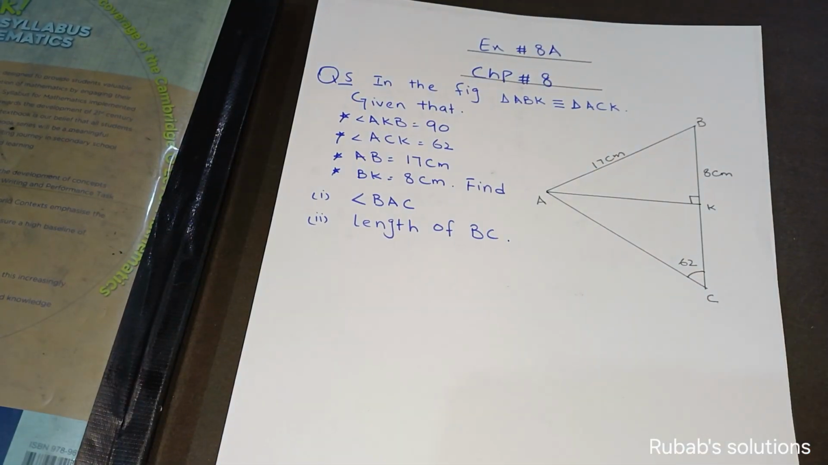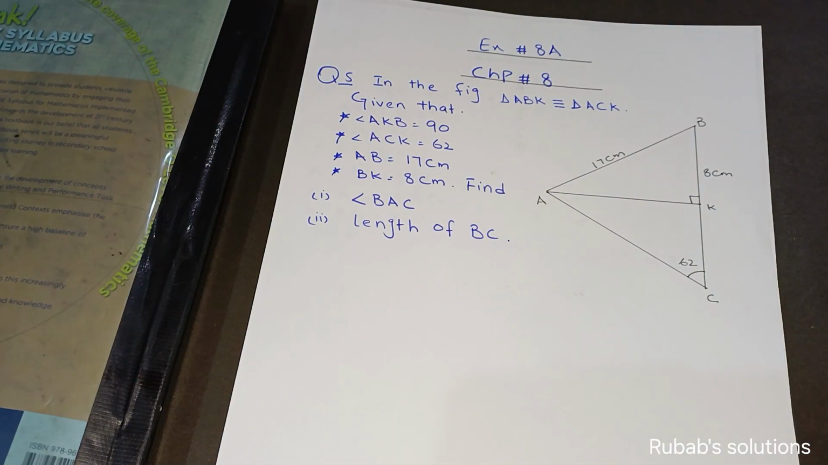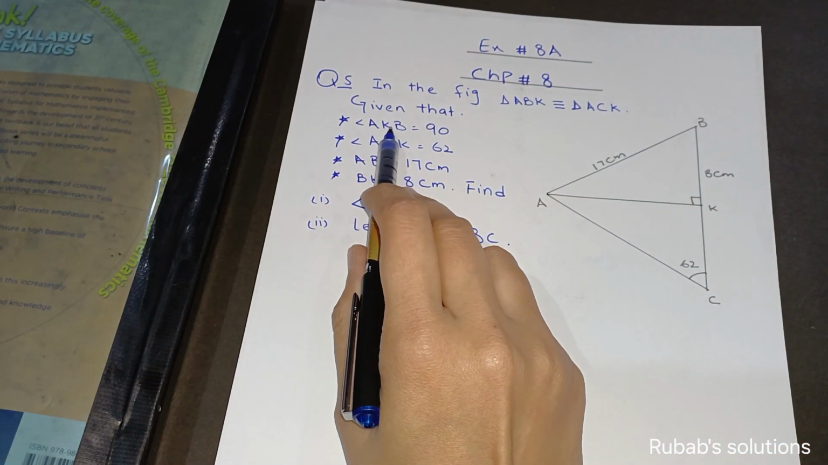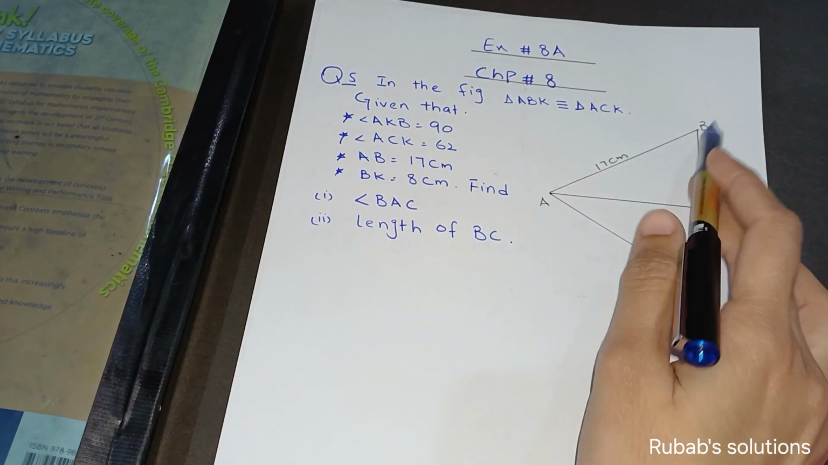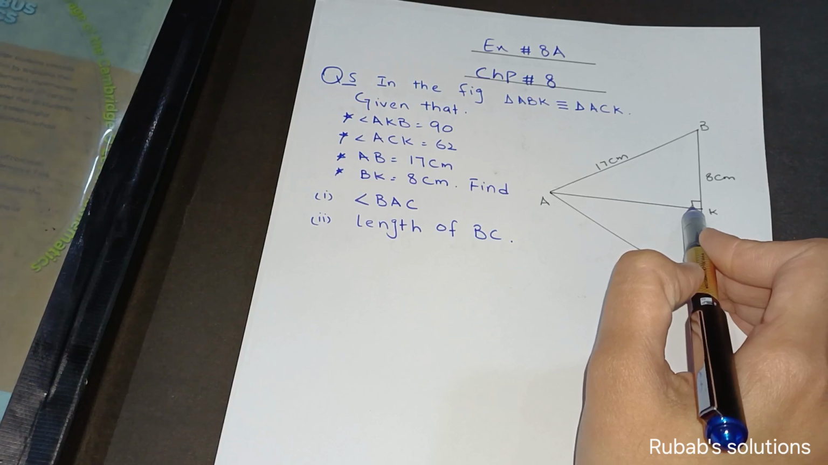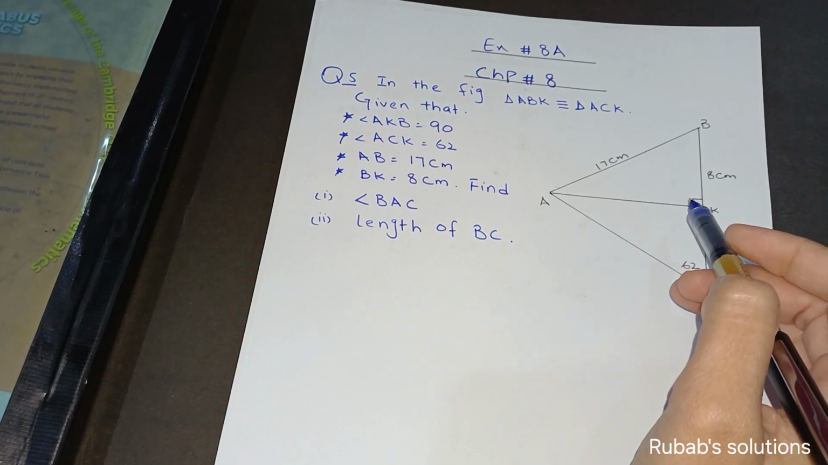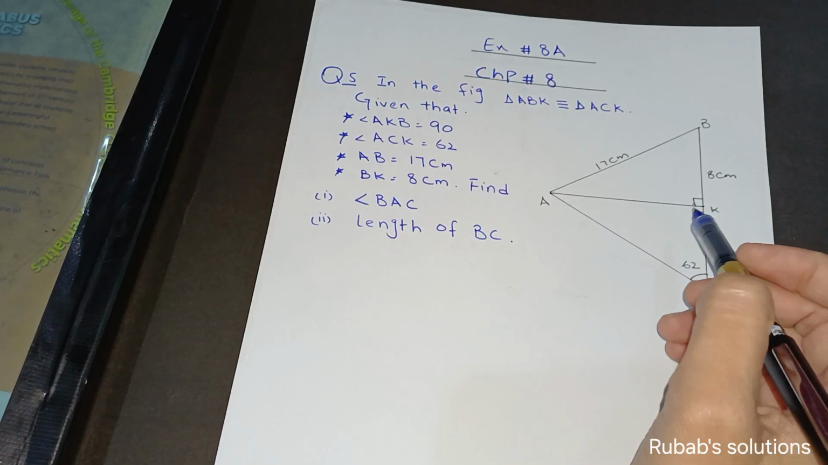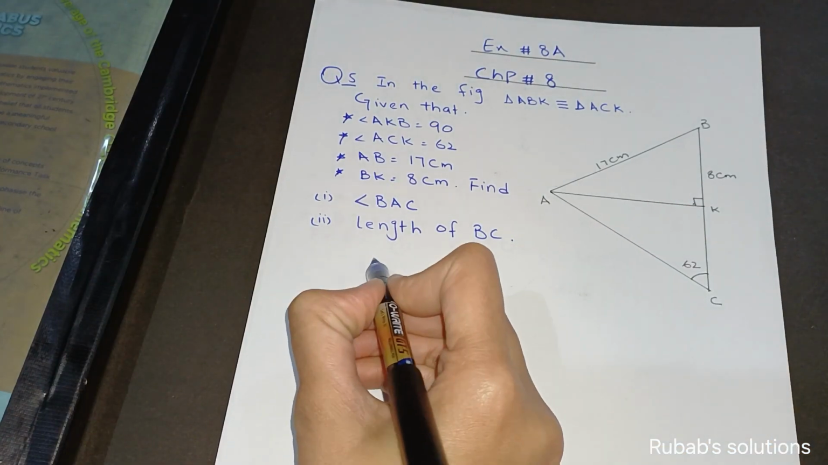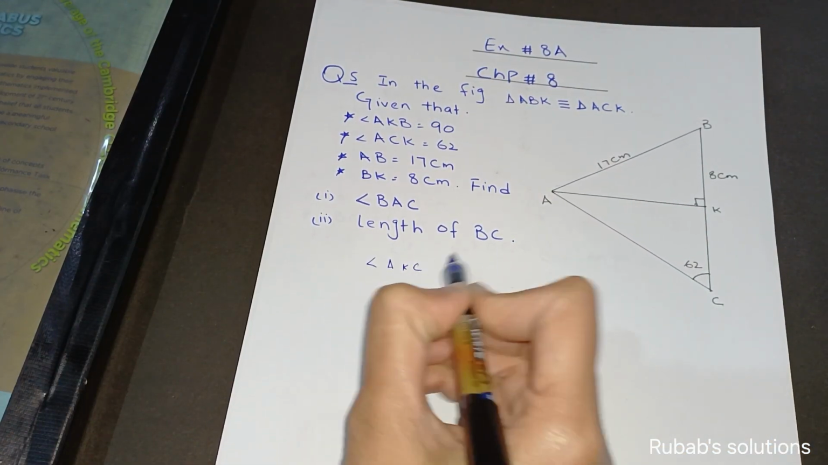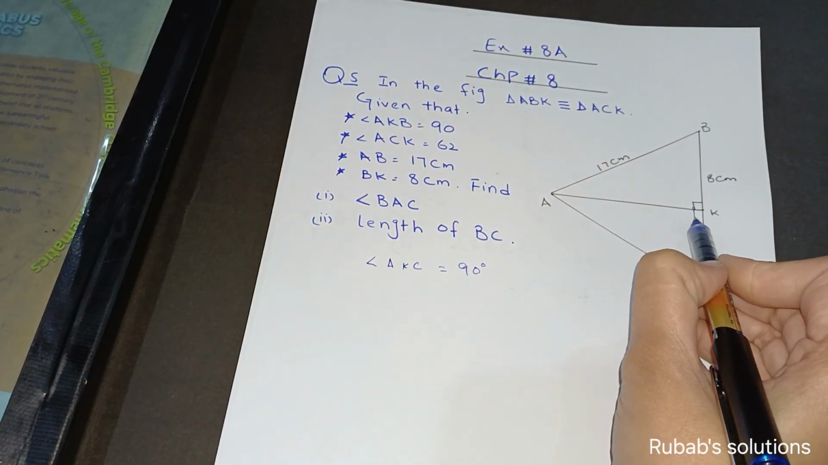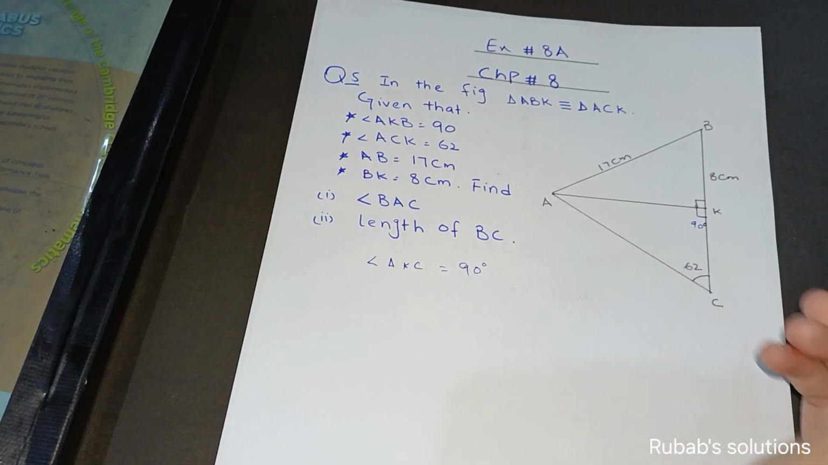First of all, you have to identify which things are given and which things you have to find. Angle AKB is equal to 90 degrees. Remember that I told you the definition of congruency: when two figures are congruent, their corresponding sides and corresponding angles are equal. If this angle is 90 degrees, then angle AKC will also be equal to 90 degrees.